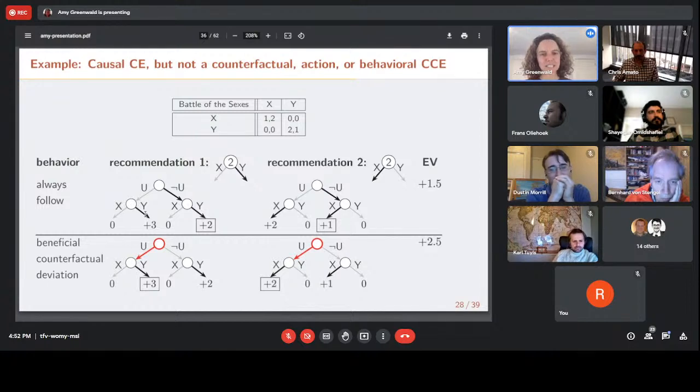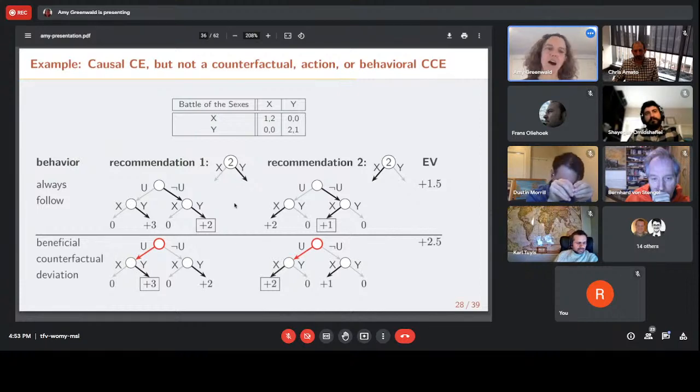So the point of this example is to show you that not getting the upgrade is a causal correlated equilibrium, but of course not getting the upgrade is kind of a dumb thing to do. You might as well go get your free upgrade. Here we're drawing a picture showing that there is a beneficial counterfactual deviation, but it turns out that there's no beneficial causal deviation.